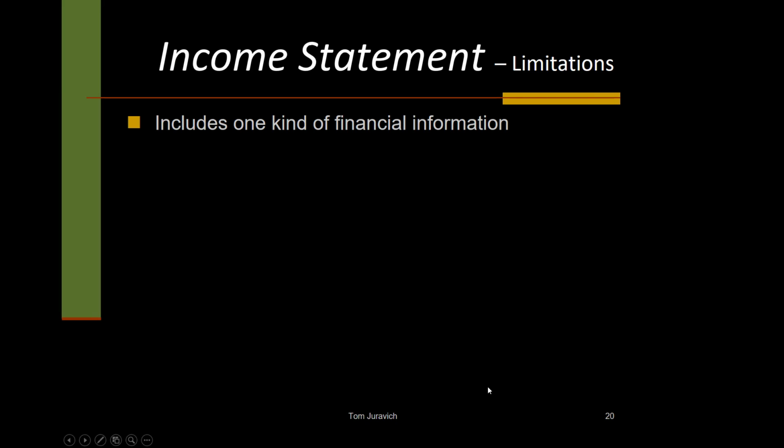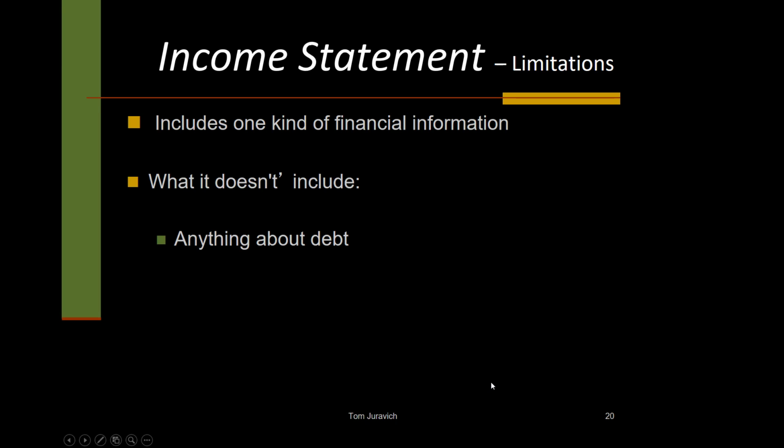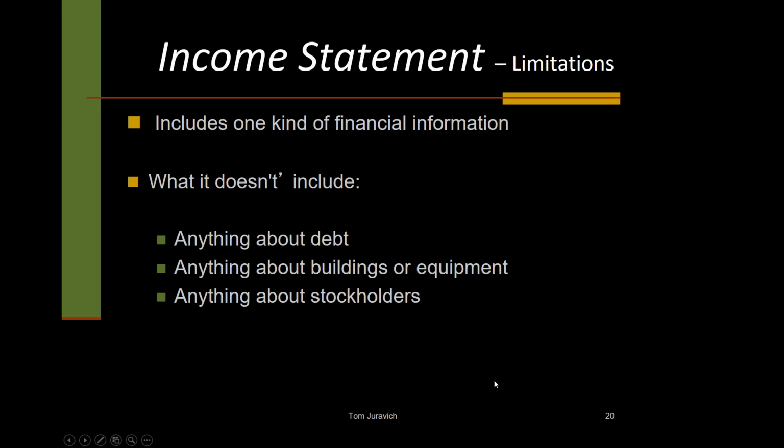So the income statement has its limitations. It only includes one kind of financial information. What it doesn't include, doesn't say anything about debt, doesn't say anything about buildings or equipment. It says nothing about stockholders. To get this information, we need to go to the balance sheet.